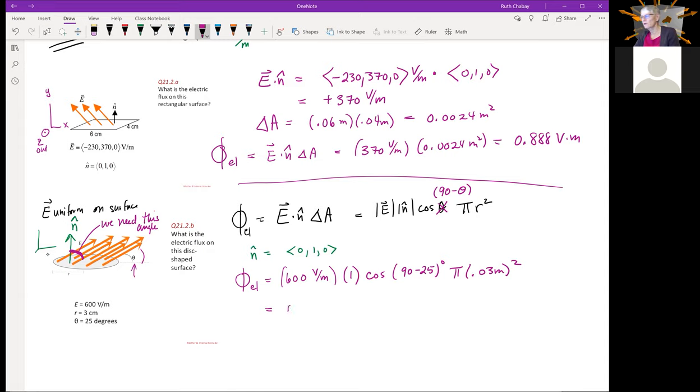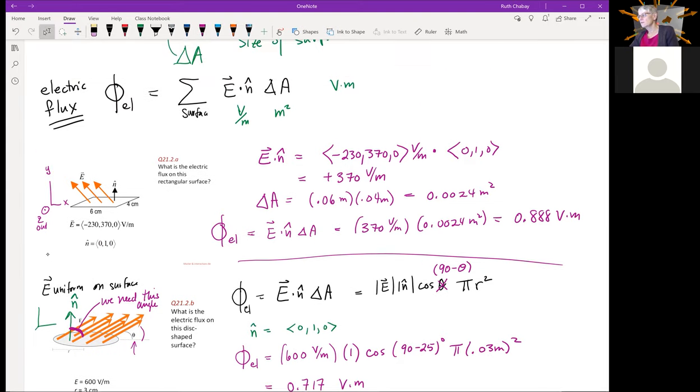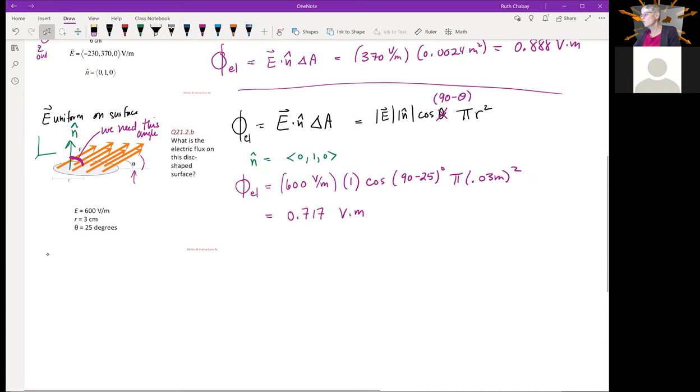And if we work that all out, we get 0.717 volt meters. Questions about that? The question is, couldn't we also find the components of the electric field using the angle given? Absolutely, if you chose to, you could write the electric field as a vector and then use the previous method to evaluate the dot product. So you have more than one way to do the math to get this answer.